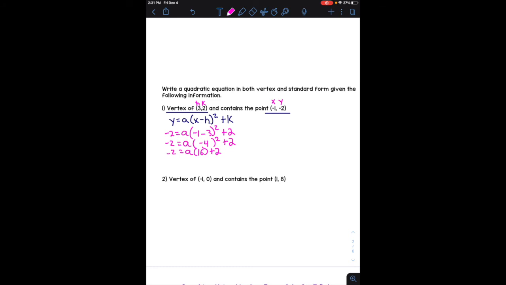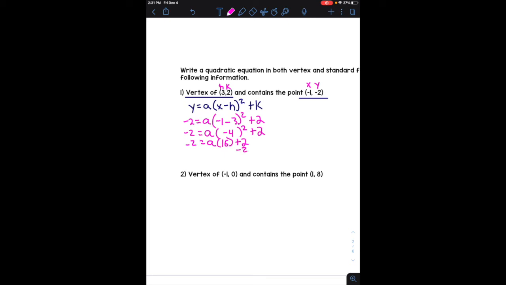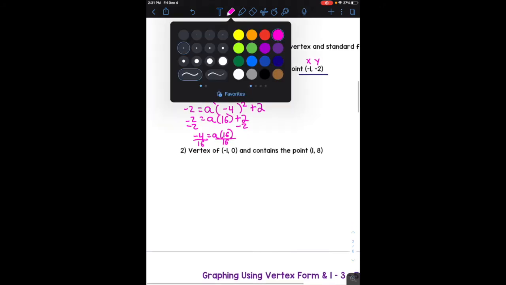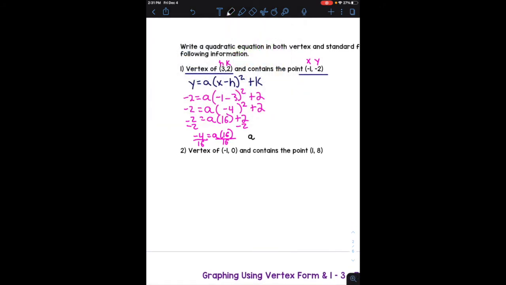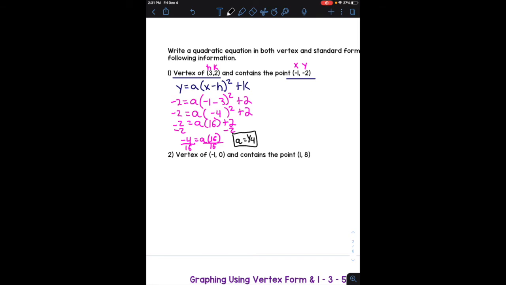We'll then go ahead and continue to solve the equation by subtracting 2 on both sides to get -4 equals a times 16, and divide 16 on both sides to finally solve for a. -4 over 16 can be reduced to -1/4. Now that I know the a value for our vertex form, including the vertex, we can now just substitute these values into the model here and write our quadratic equation in vertex form.